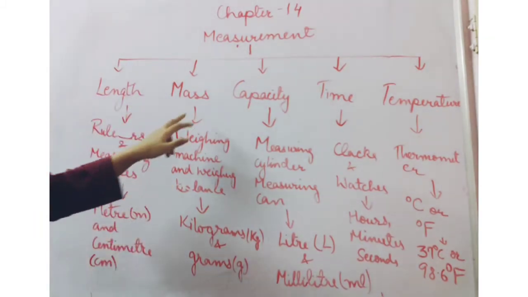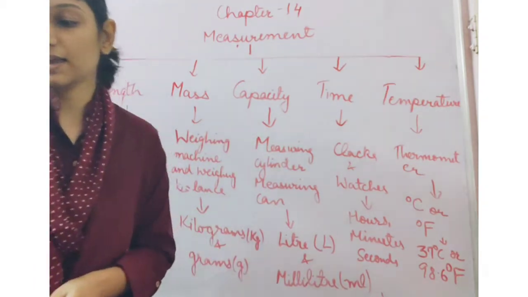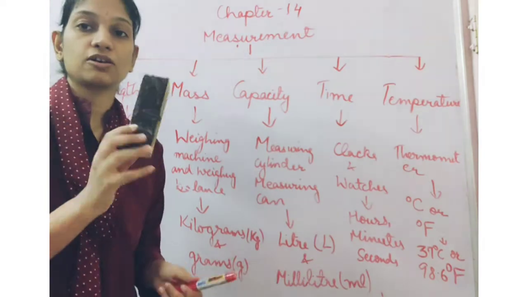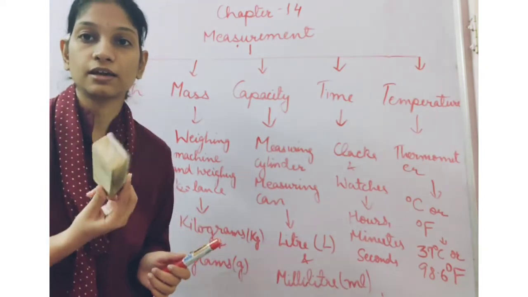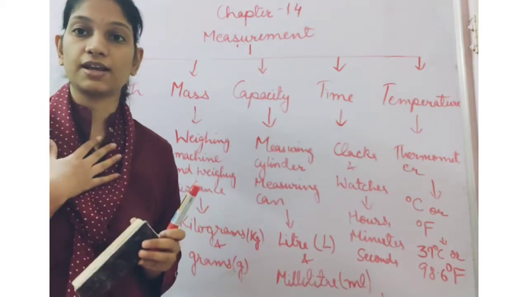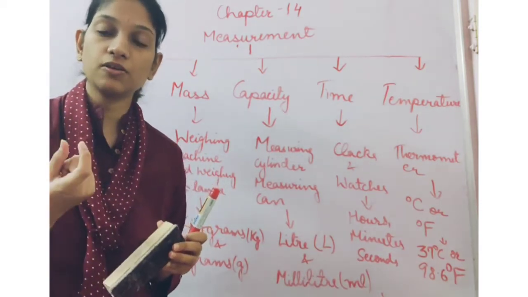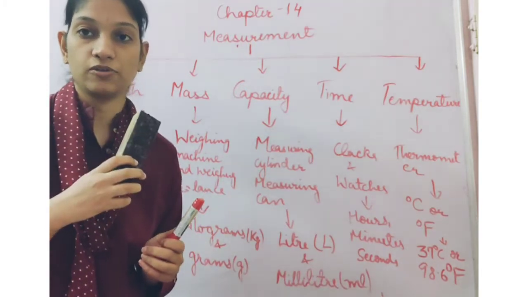Okay, then we talk about mass. Mass tells us how heavy an object is. For example, the weight of this duster will be in grams, right? That will be the mass. It will be in grams. But if I take my weight, it will be in kilograms. So kilograms is the bigger unit and grams is the smaller unit.